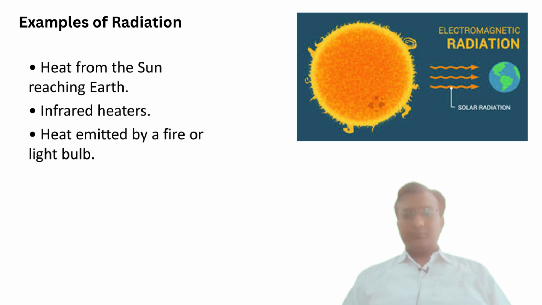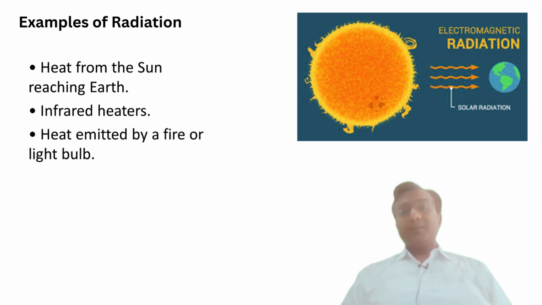Let's illustrate radiation with some familiar examples. First, the heat from the sun reaching Earth is a classic case. Solar energy travels millions of miles through space as electromagnetic waves, warming our planet. Another example is infrared heaters, which emit radiant heat to warm objects and people directly without heating the air.